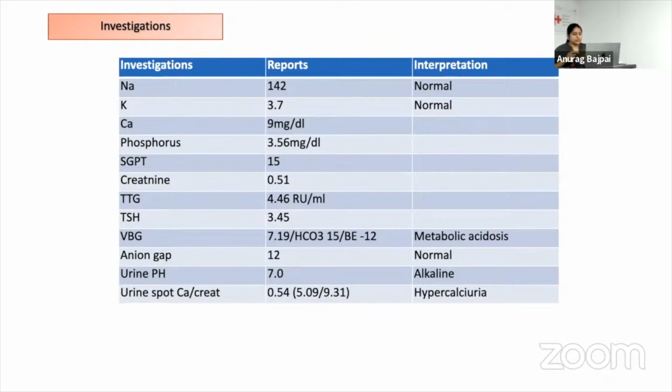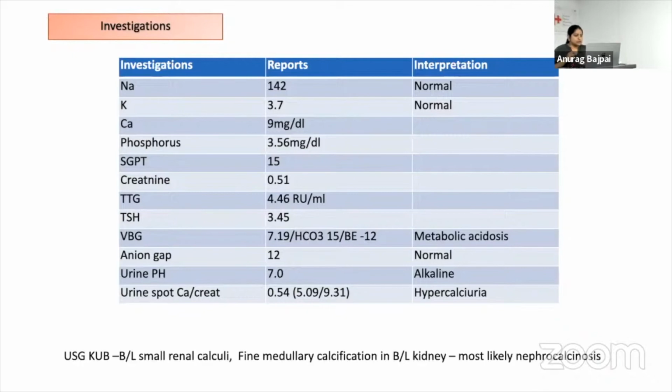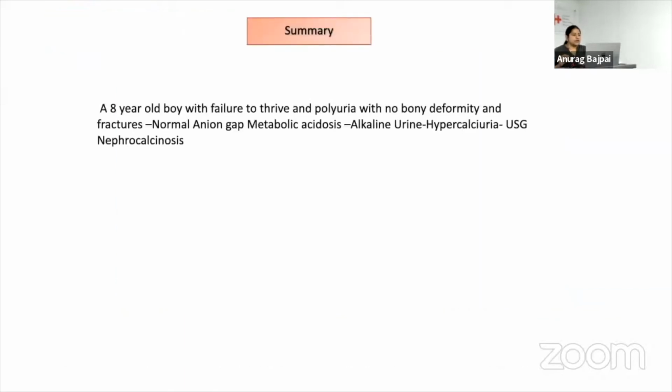On USG KUB, we found there were bilateral small renal calculi and fine medullary calcification in bilateral kidneys, most likely nephrocalcinosis. So summary, we had an 8-year-old boy with failure to thrive and polyuria with no bony deformity and fractures, with normal anion gap metabolic acidosis, alkaline urine, hypercalciuria, and USG showing nephrocalcinosis. So the most probable diagnosis is distal RTA.